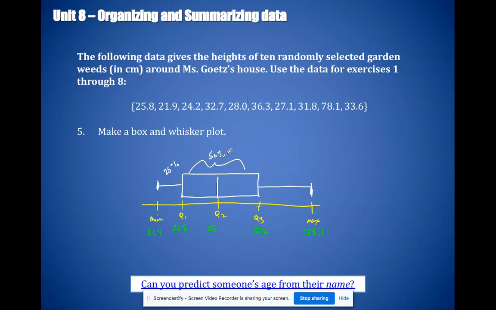50% of your data is here, and 25% of your data is there. Box plot. Woot woot. This is a cute little applet for you to play around with if you like.